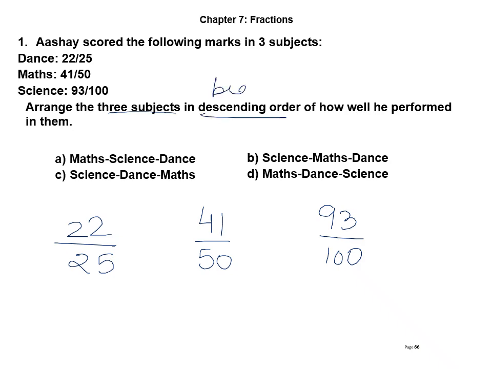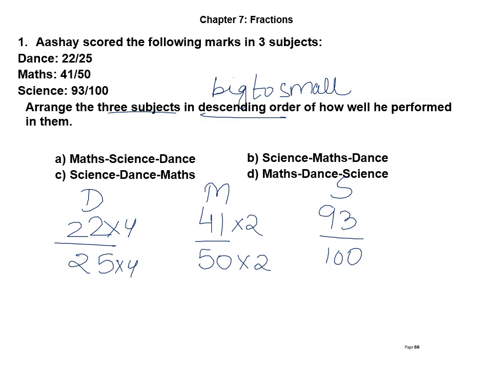Descending order means big to small. So we need to find the highest one, the second highest and the third highest. This is dance, this is maths, and this is science. Firstly, we all know that all the 3 fractions are unlike, the denominators are not the same. So firstly, we have to make them the same. And 25, 50, 100 has the LCM of 100. So we can make it 100 by multiplying by 4. We can make it 100 by multiplying by 2. And this is already 100, so we will multiply by 1.